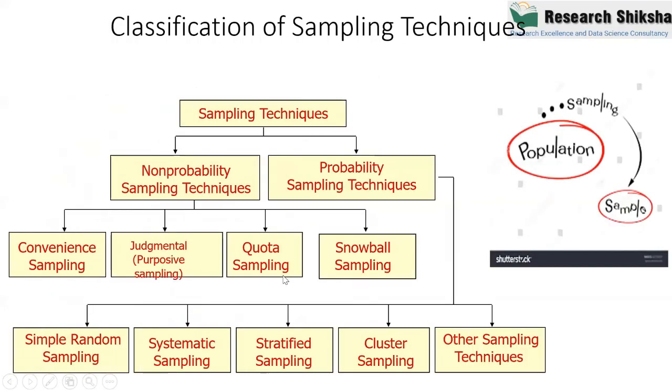After the sampling frame, the next topic which we are going to discuss is the sampling technique. We divide the sampling technique into two categories. One is the probability sampling technique, which I mentioned here, and the second method is called the non-probability sampling technique. Okay, now I'm giving you some examples.